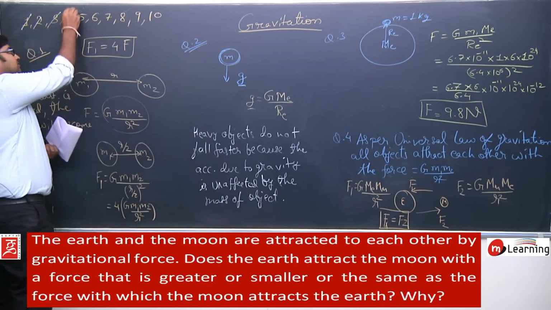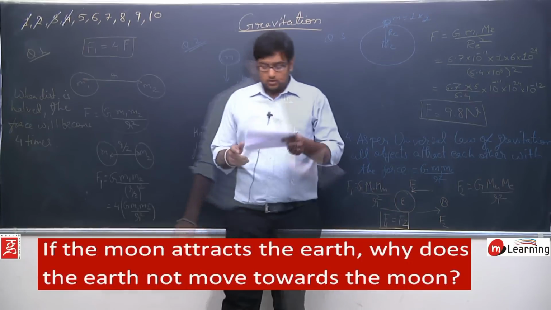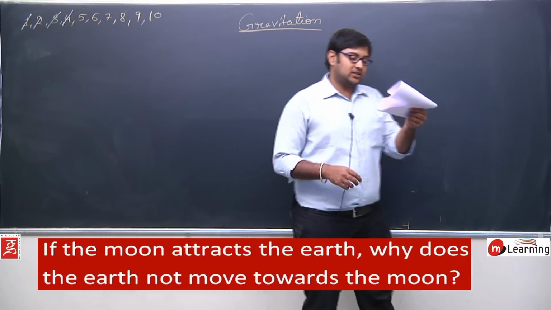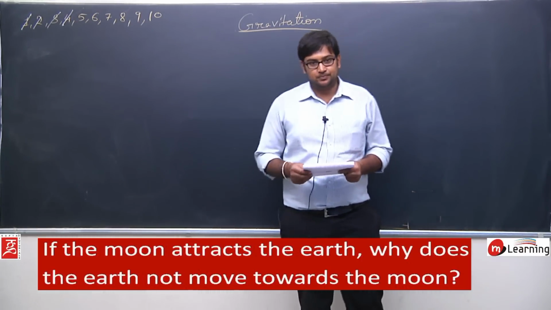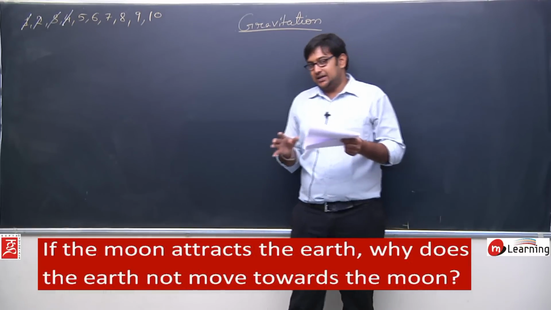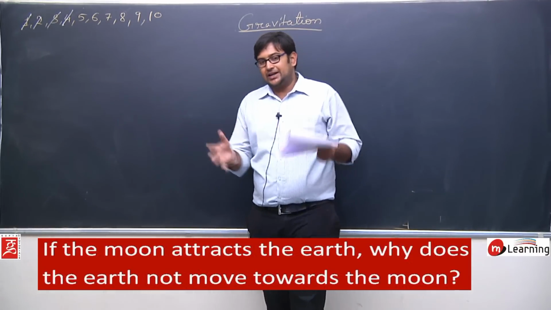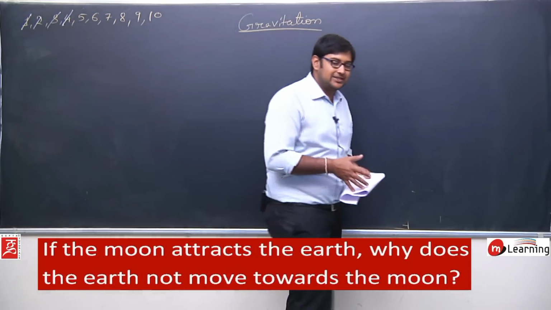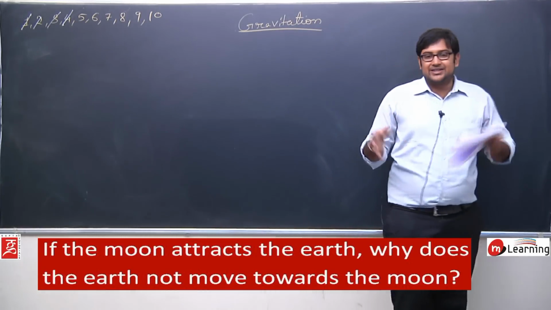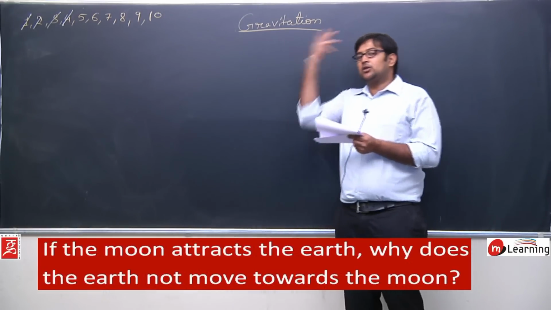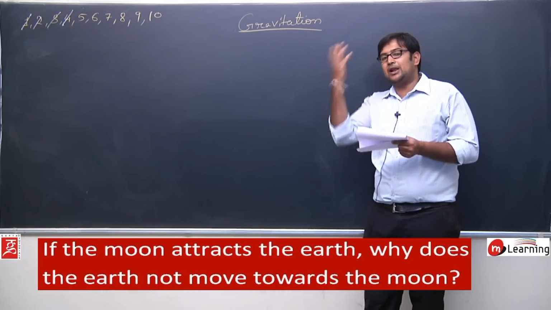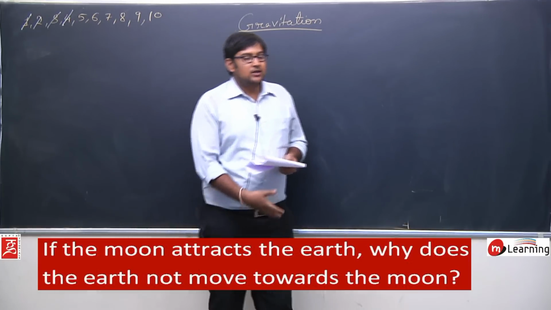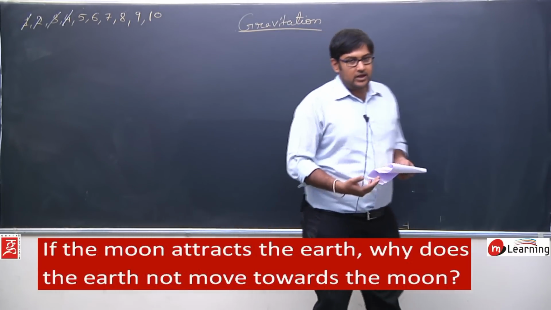So this is the question number 4. The next question is, if the moon attracts the earth, then why does the earth not move towards the moon? We know that earth is attracting everything around it, and similarly the moon is also doing the same. But when we throw a ball up from the earth, that ball will get attracted towards the earth and again come to the surface.